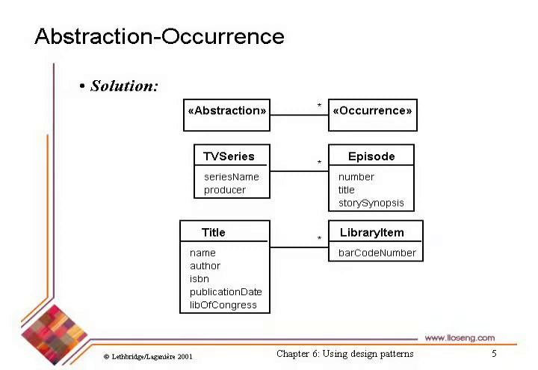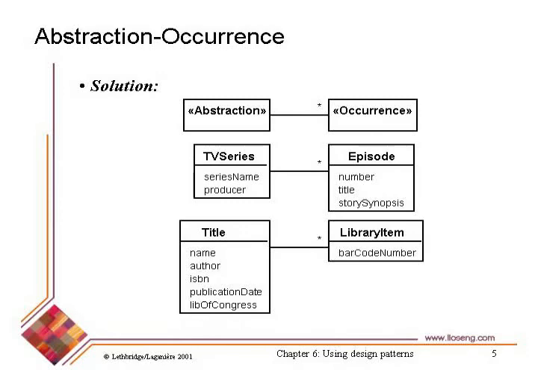Okay, notice I'm using the little angle bracket symbols, the guillemet symbols, indicating stereotypes. So this is saying a special class. These are not real classes. These are abstractions of classes called abstractions, and special classes called occurrences. Down below I have real ones. So TV series is a real abstraction. Episode is a real occurrence class. So TV series to episode follows the abstraction occurrence pattern.